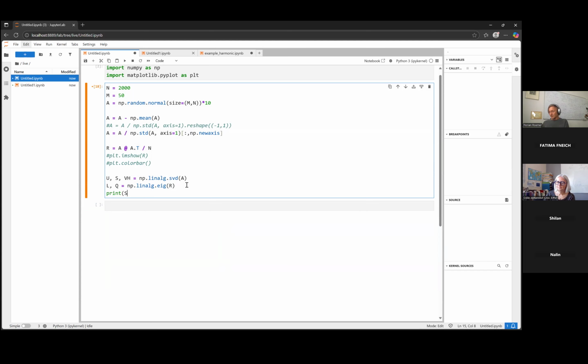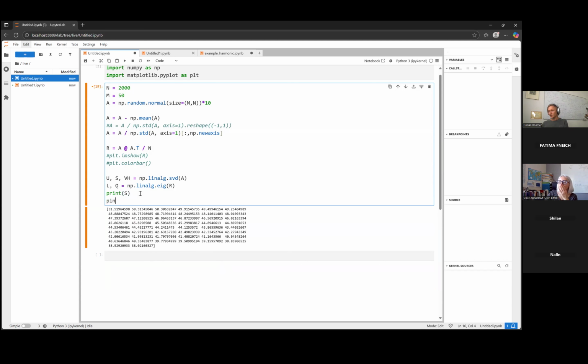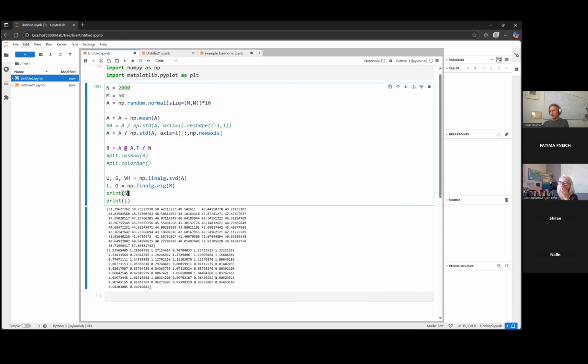So if you look at the singular values, those are in S. You can see here the singular values. And they should be related to the eigenvalues, L. Now these do not agree because there is some scaling in between. So we divided by n here. So if we want to undo this, we would need to divide this by the square root of n.